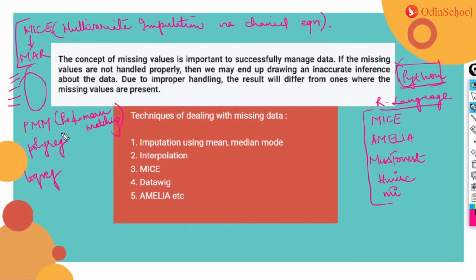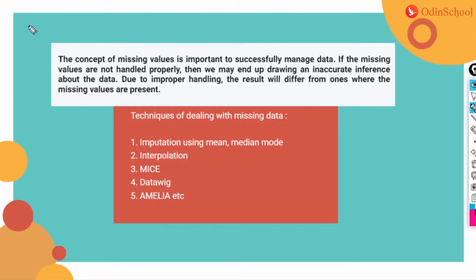This is used whenever you have... let me just clear the screen. Right, so now it's come up. PMM, which we were talking about, is mostly used when you have numbers. Whenever you have involvement of numbers, you would prefer using PMM.